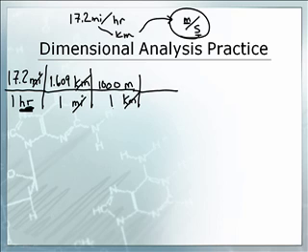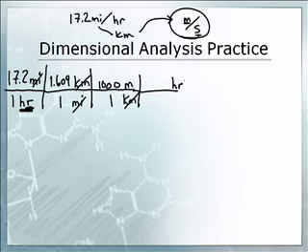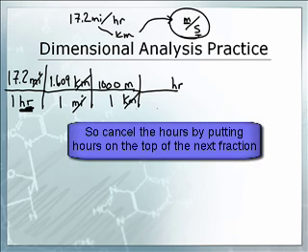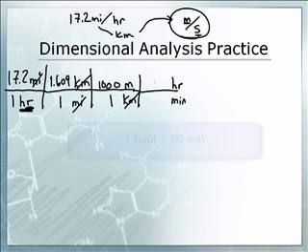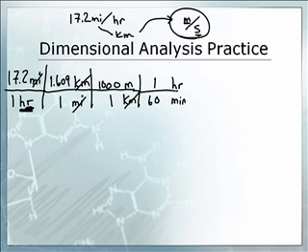Now, this is something new. Before this moment, whenever we've done a problem, we've always canceled by putting a number on the bottom. We're going to put a number on the top because the rule isn't bottom, it's opposite. So ours is on the bottom, and I'm going to put hours to minute. And of course, in 1 hour, there are 60 minutes. Don't mix that up, by the way.